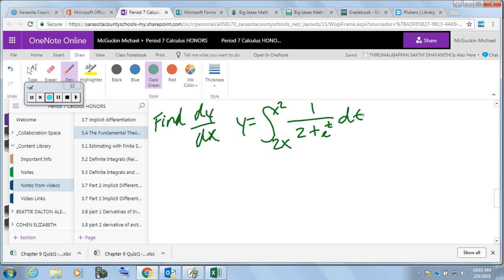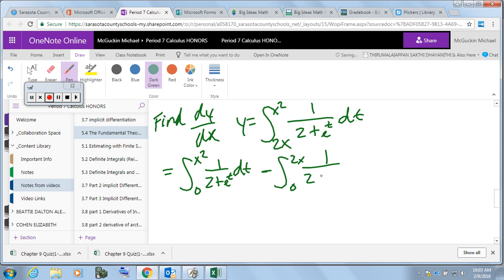Here's what I mean. This is the exact same thing as saying from 0 to x squared of 1 over 2 plus e to the t dt, minus from 0 to 2x of 1 over 2 plus e to the t, or just separating it. That's what this means, the definition of an integral. That's using what we know about our integrals, and it goes into the additive property we were talking about in the last couple of videos. So it's from 0 to x squared and then from 0 to 2x, separating them out.